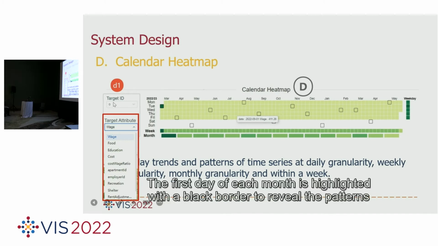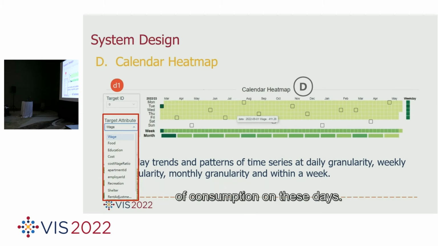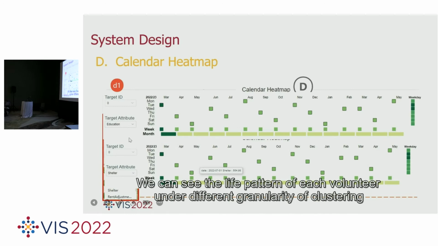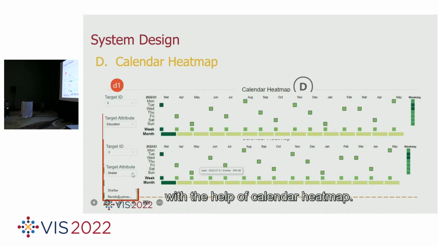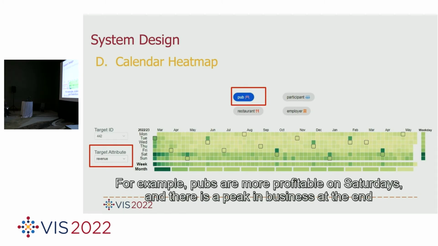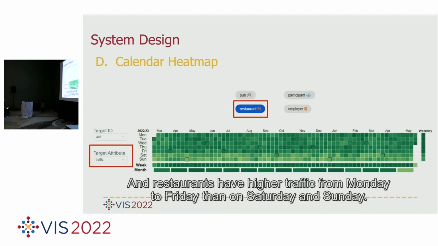The first day of each month is highlighted with a black border to reveal the patterns of consumption on these days. Users can easily spot the pattern that both education and shelter occur at the beginning of the month. We can see the life pattern of each volunteer under different granularity of clustering with the help of the calendar heatmap. The calendar heatmap can also be used to show the cyclicality of economic activity in other entities. For example, pubs are more profitable on Saturdays, and there is a peak in business at the end of the month, and restaurants have higher traffic from Monday to Friday than on Saturday and Sunday.